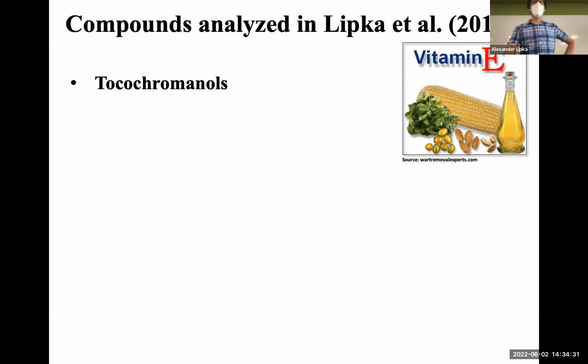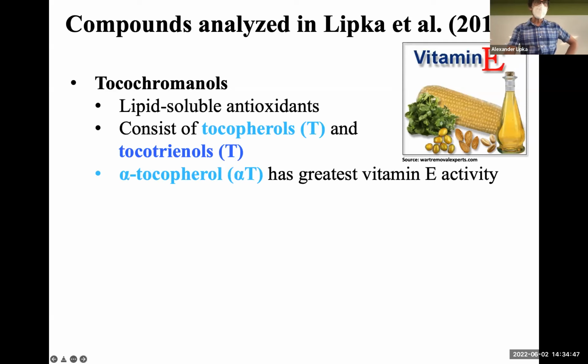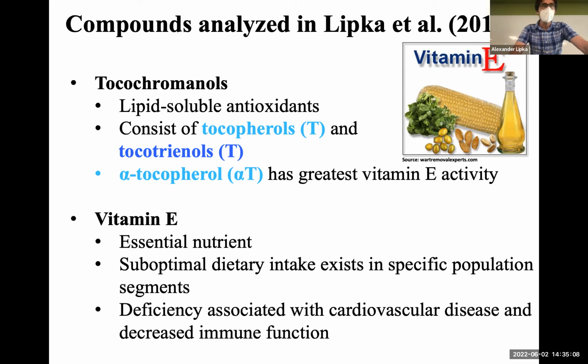So tocochromonols are lipid-soluble antioxidants, and they consist of 2 classes, tocopherols and tocotrienols, and there's a typo, there should be a T3 over there. I don't know why I didn't catch that until just now. The one that we care about for biofortification purposes in particular is alpha tocopherol, because it has the greatest amount of vitamin E activity. So yay, vitamin E, it's an essential nutrient. Suboptimal dietary intake exists for specific population segments, and deficiency is associated with cardiovascular disease and decreased immune function.